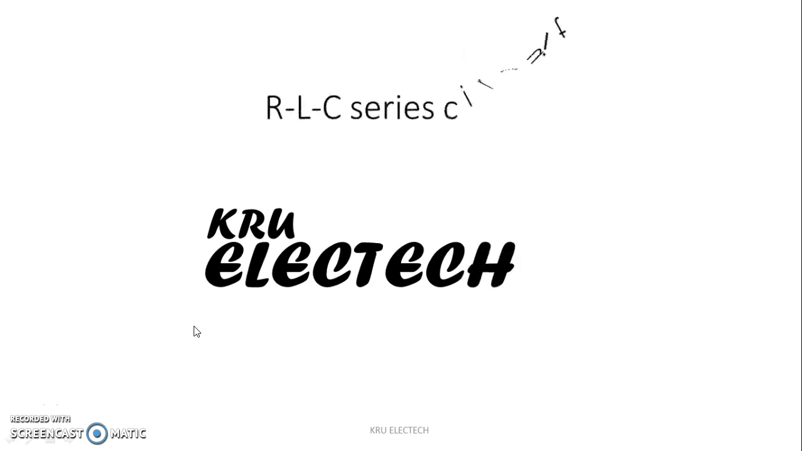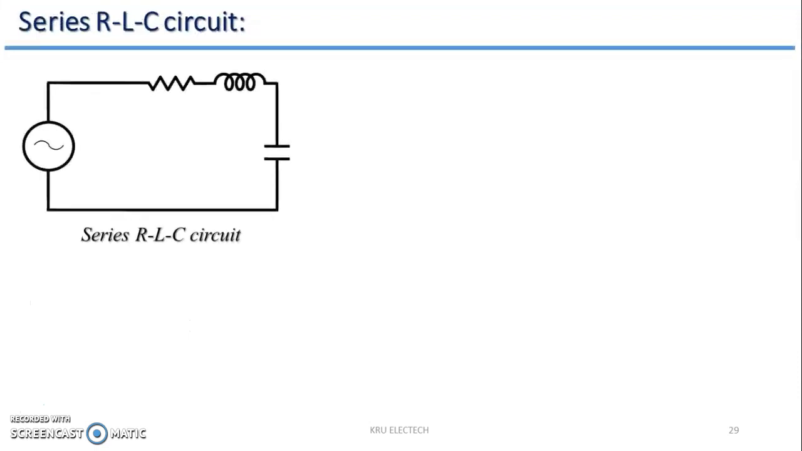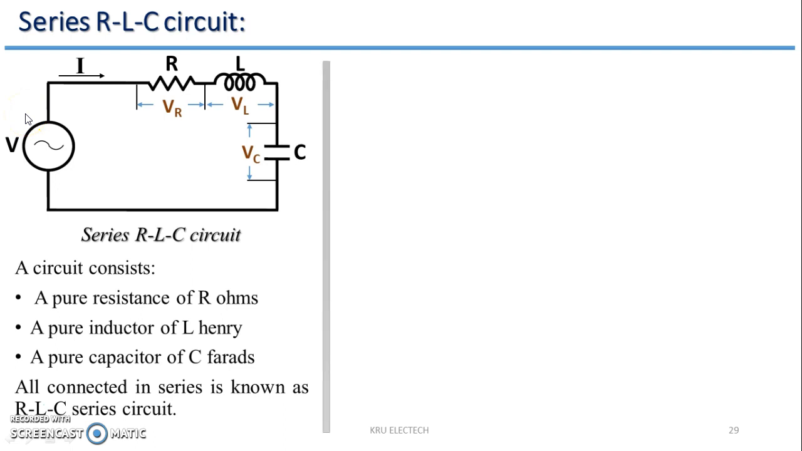Today we see the RLC series circuit. So let us see. Here is the RLC series circuit. The pure R, pure L and the pure capacitor is there. The current through the circuit is I. The voltage drop across the resistance is VR, the voltage drop across the inductor is VL, and the voltage drop across the capacitor is VC. By adding VR, VL and VC, you are able to find the supplied voltage.